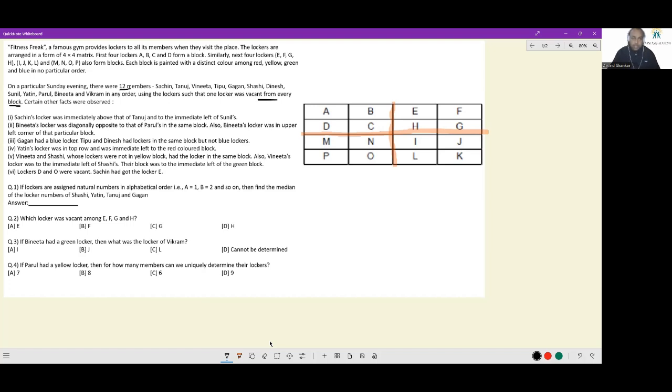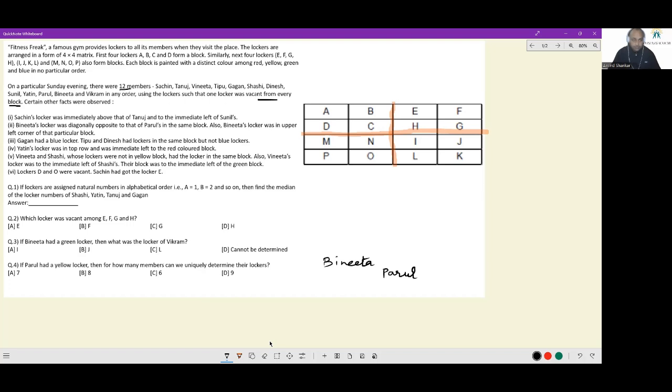Sachin's locker was immediately above that of Tanuj and to the immediate left of Sunil. We can't really record that right now, we let it be. Vinita's locker was diagonally opposite to that of Parul's in the same block. Also, Vinita's locker was in the upper left corner of a particular block. So, we will have Vinita and Parul like this in one of the blocks.